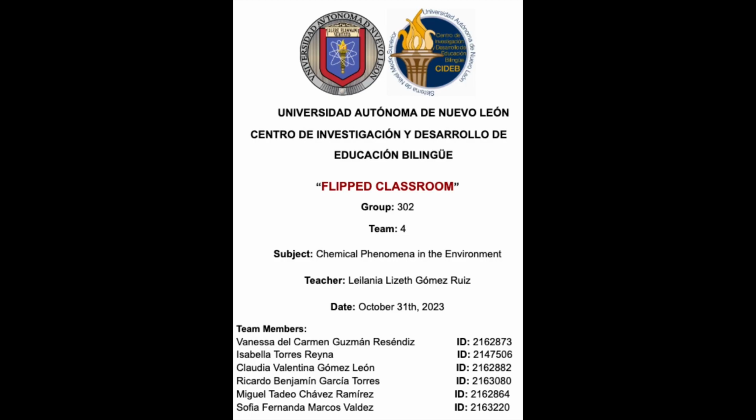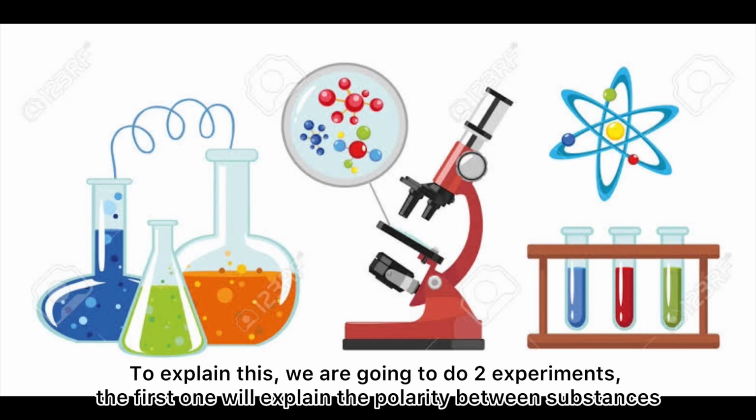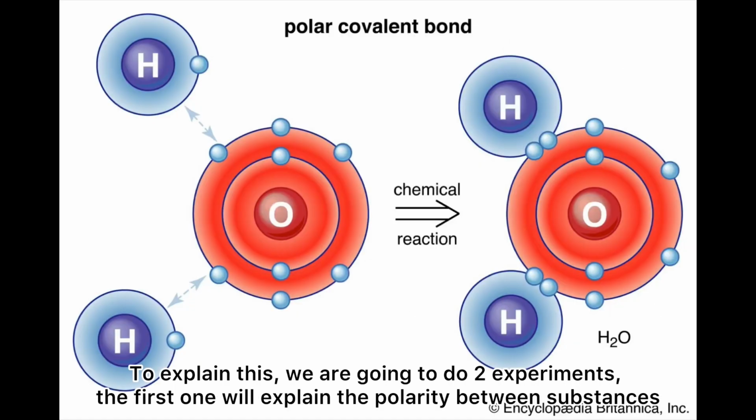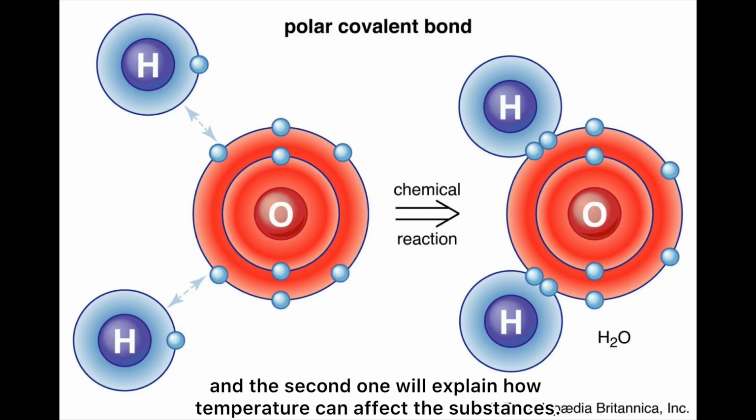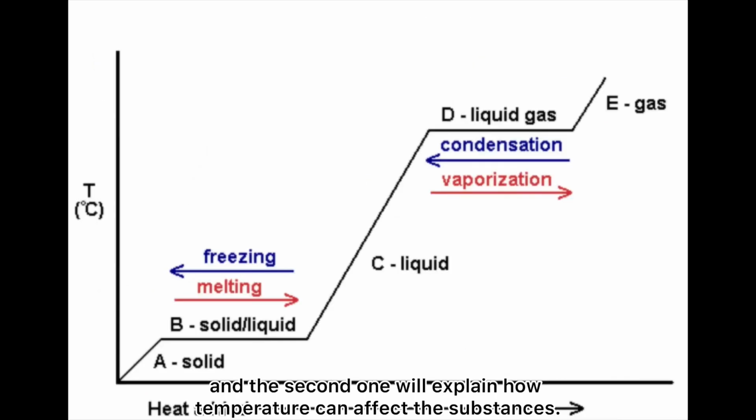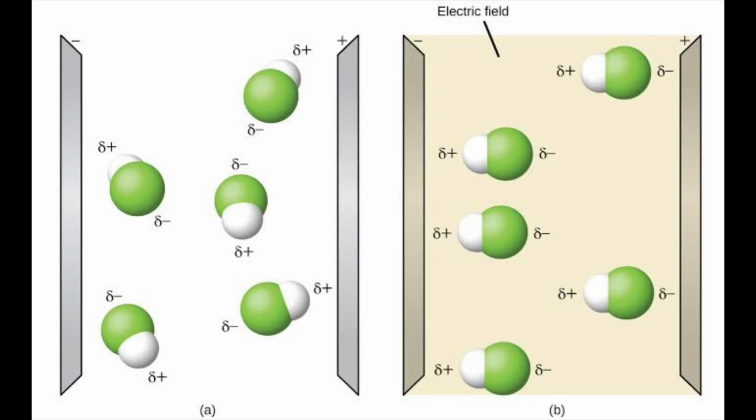For this activity, the flipped classroom, we choose the stage number 2 and the subtopic number 5, factors that affect solvation. To explain this, we are going to do 2 experiments. The first one will explain the polarity between substances, and the second one will explain how the temperature can affect the substances. For the first experiment, we are gonna be testing the polarity.